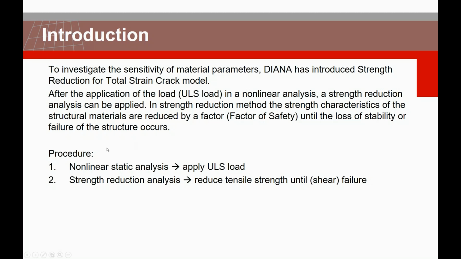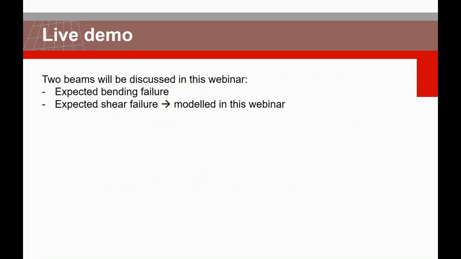That says here also, that's basically the procedure. Two analyses in a row. They're both nonlinear analyses. In the live demo, I actually will treat two beams, but only one I will be modeling in this webinar. So it says one beam which has an expected bending failure, and one beam which has an expected shear failure. And the beam which is expected to fail in shear, I will model that one in the webinar and also discuss that one, or I will discuss both.